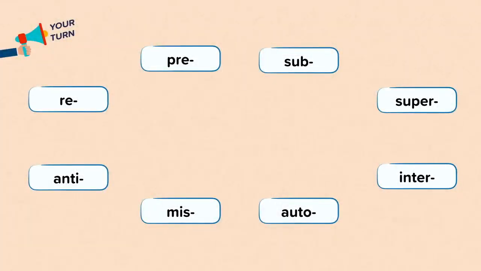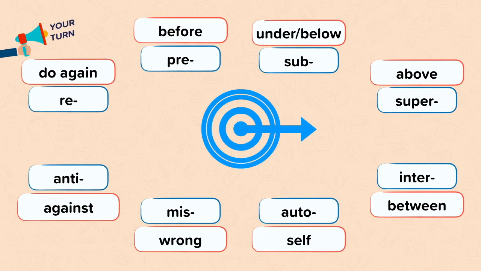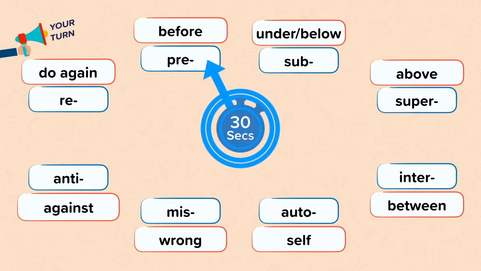So now we're going to play a little game with all of these prefixes. We'll bring up their meanings here, and I am going to spin this spinner. And whichever prefix the spinner lands on, you are going to have 30 seconds to write down as many words as you can that begin with that prefix. So let's spin the spinner. It's landed on pre, so you've got 30 seconds starting from now to list as many words as you can beginning with pre.